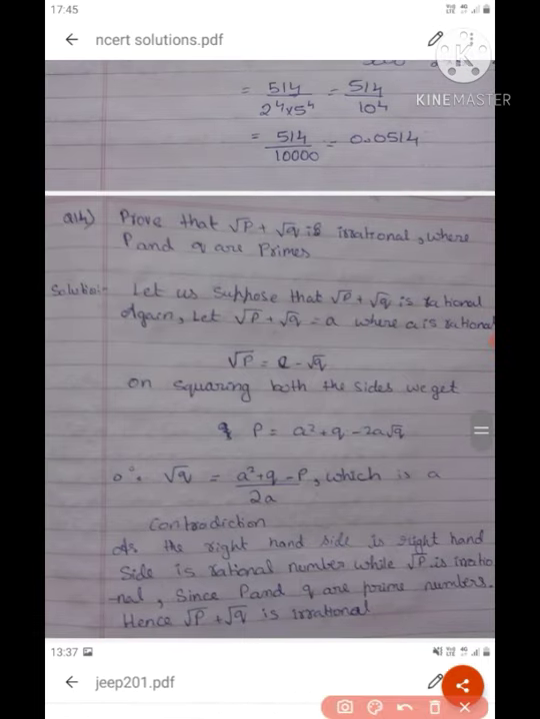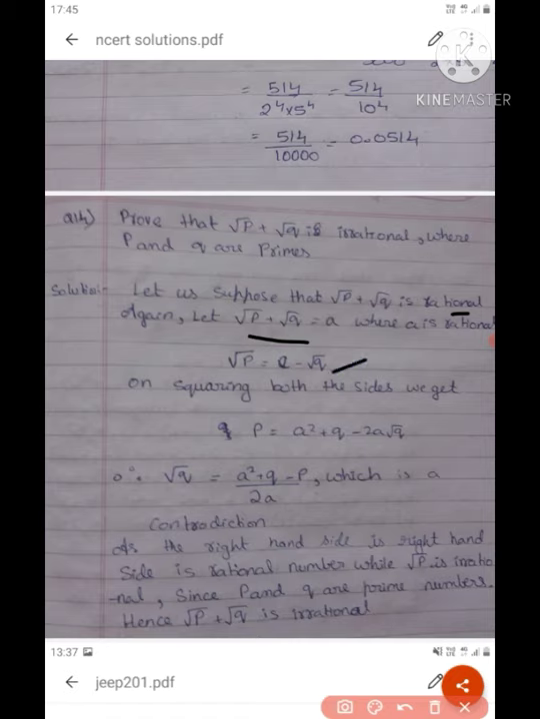Prove that root p plus root q is irrational where p and q are primes. Same way, it's a contradiction method itself. First, we have to assume root p plus root q to be a rational number. Then we have to prove that our assumption is wrong. So let's assume root p plus root q is a rational number and let a equal root p plus root q. Now root p can be written as a minus root q.